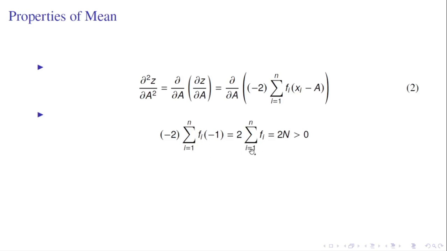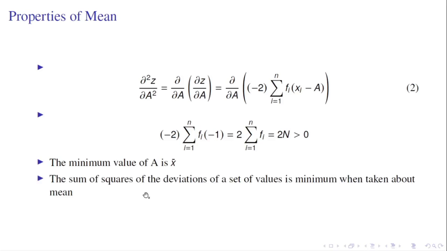fi remains here. We know that this is nothing but total frequency, capital N. This frequency means number of observations, the number of times the variable is repeated. So it should not be negative, so this must be positive. So these two conditions are satisfied. So the minimum value occurs at a = x bar, and the sum of squares of deviations of a set of values is minimum when they are taken about their mean.